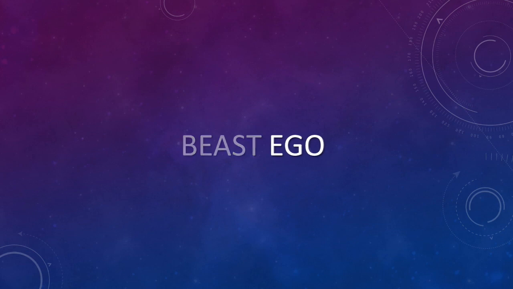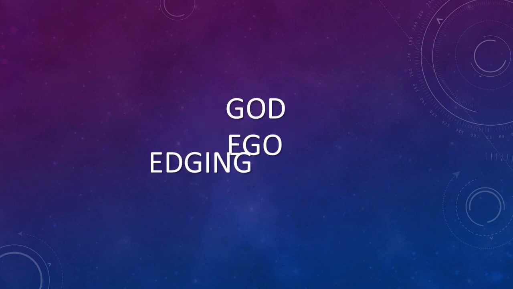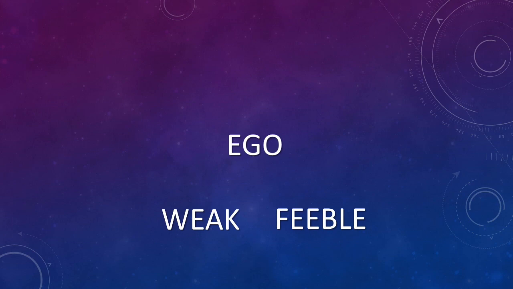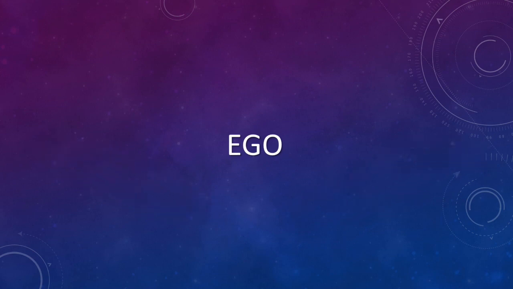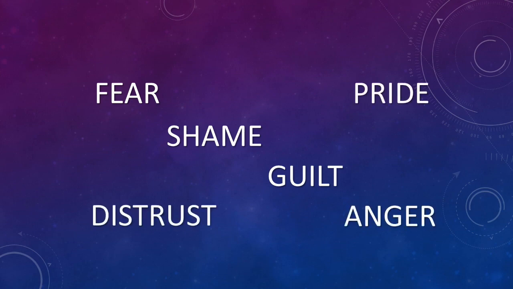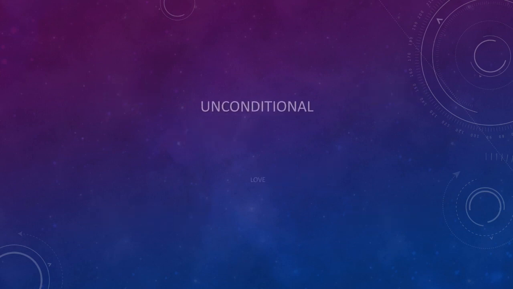This is what we deliver ourselves from, the illusion of separation, our ego edging God out, keeping us weak and feeble, and we liberate ourselves from the lesser system of the world that feeds off of our energy to keep this matrix, so that we operate in a limited form. We do this by transmuting our lower vibrational frequencies, especially fear, shame, guilt, anger, pride, and distrust, into unconditional love through the heart.